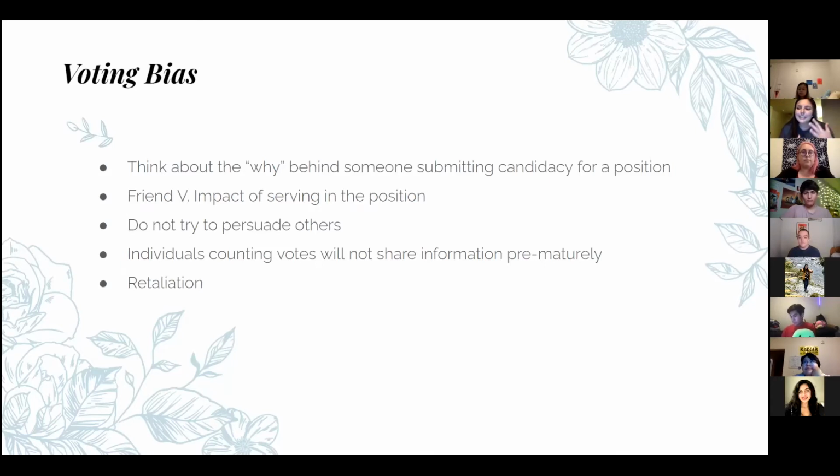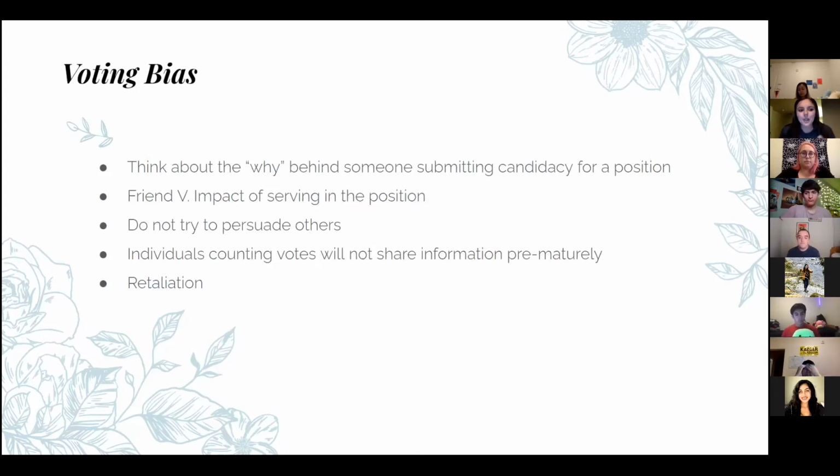Think about the difference between being friends with somebody and if they're actually good for the position and if they're going to do a good job in the position. So it's great to vote for your friends, but also make sure you're voting for the best person that you think will do the position. Do not try to persuade others. So don't be texting your floor mates telling them you have to vote for blank person. Let people make their own decision for who they're going to vote for.